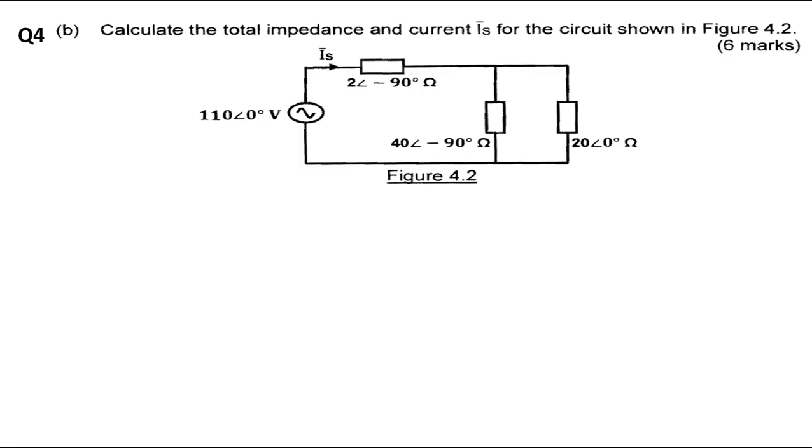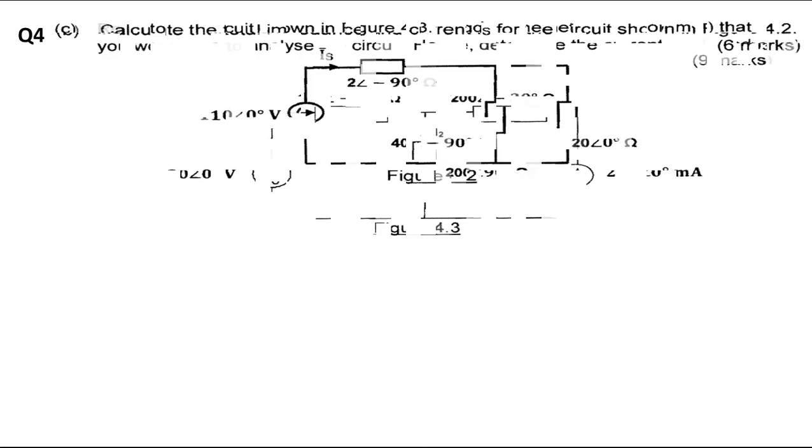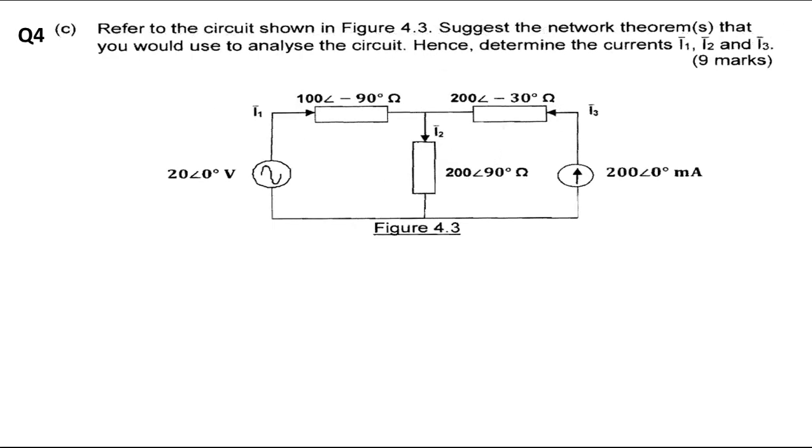Well, after looking at the past year exam paper question August 2014 question 4 part B, let's move on to the last part of this question, which is question 4 part C. It refers to the circuit shown in figure 4.3 below. Suggest the network theorems that you would use to analyze the circuit.